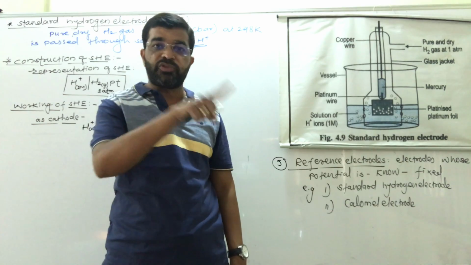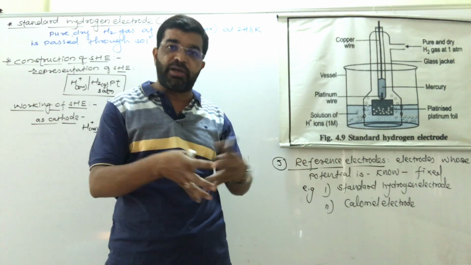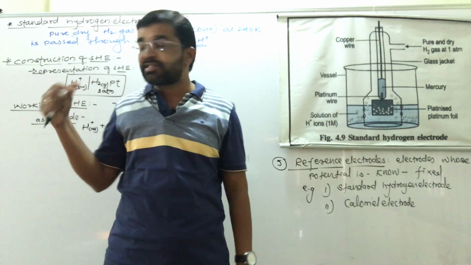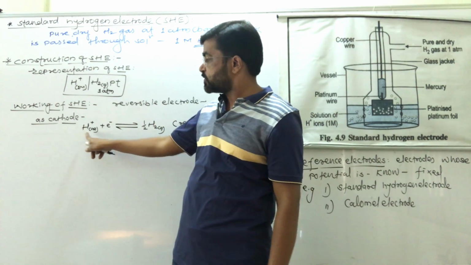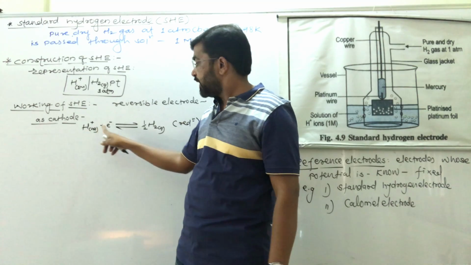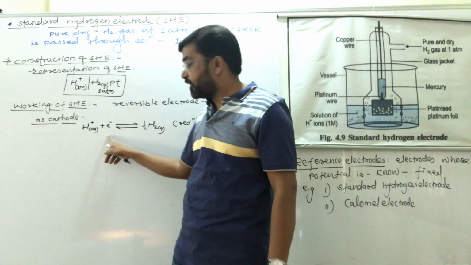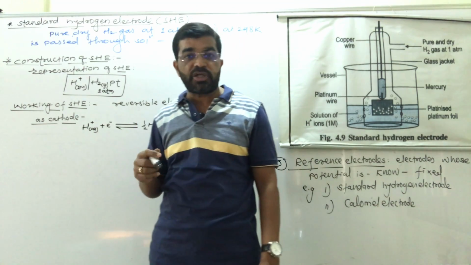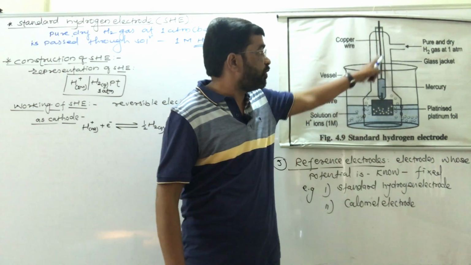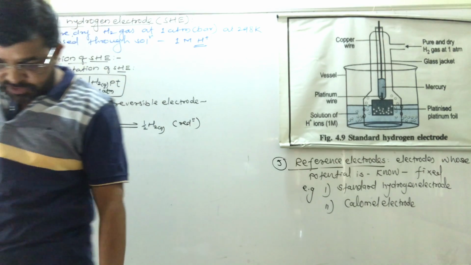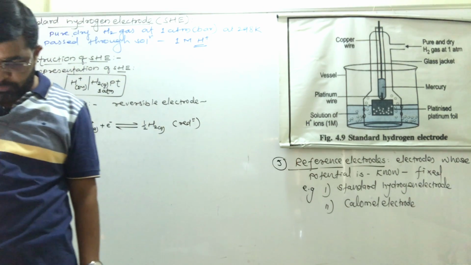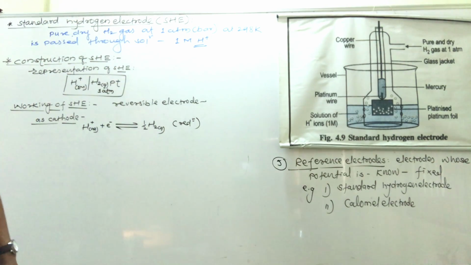It depends upon the electrode with which it is coupled in that galvanic cell. So when it acts as cathode, reduction takes place from solution. H plus ions accept electrons and there is liberation of H2 gas. म्हणजे hydrogen gas is liberated at this electrode. This is nothing but the working of this electrode, the electrodic reaction.